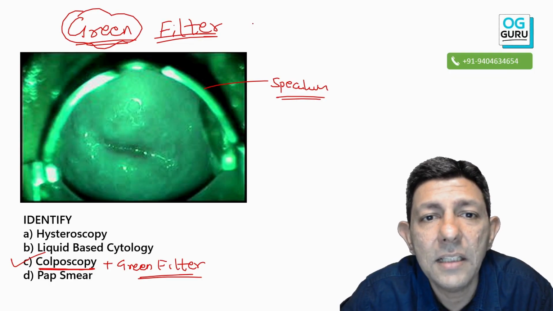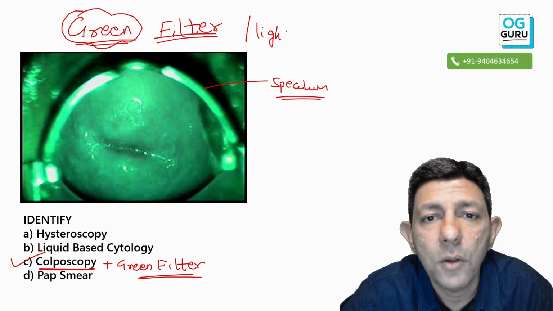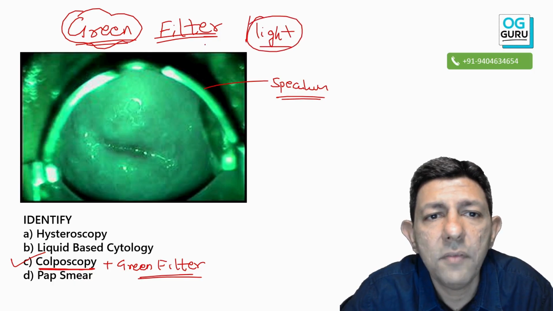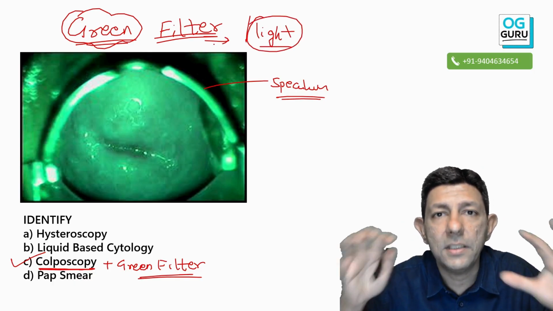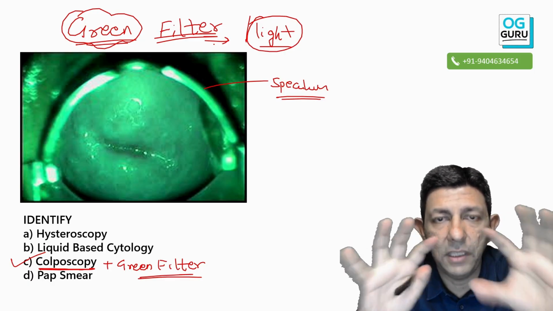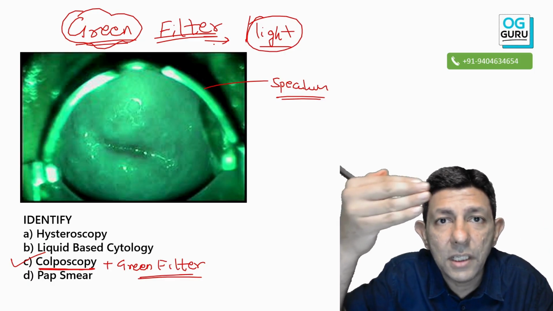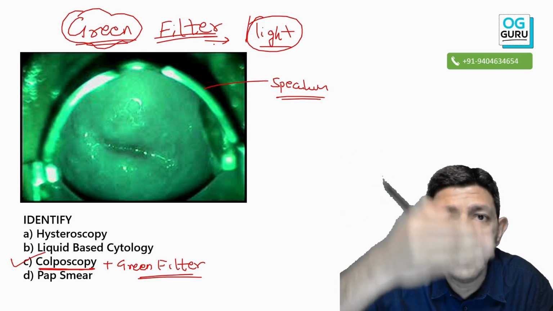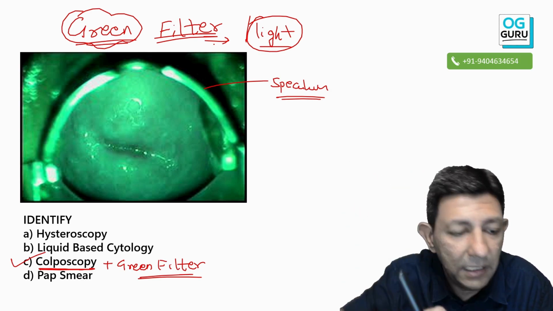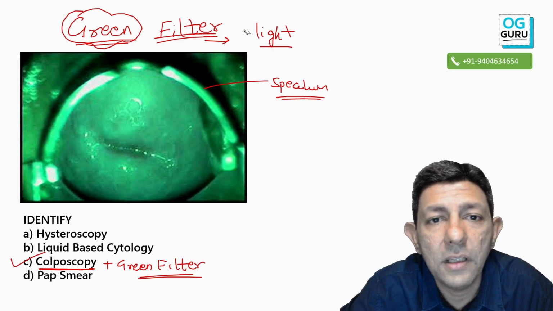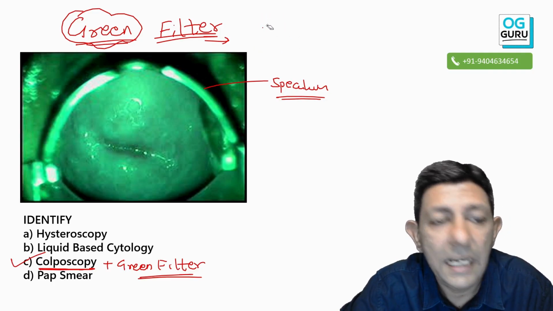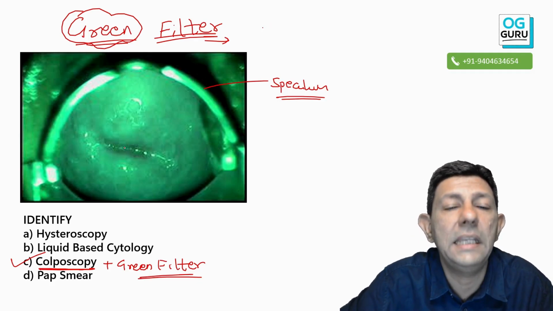Green filter is nothing but a green color light, okay. What is the funda? Please understand this. Let's say we see the cervix normally initially with a yellow light or a normal light, and then I just apply a green color screen. We apply a green color screen, and that is called the green filter. So the light which goes on the cervix becomes green in color.